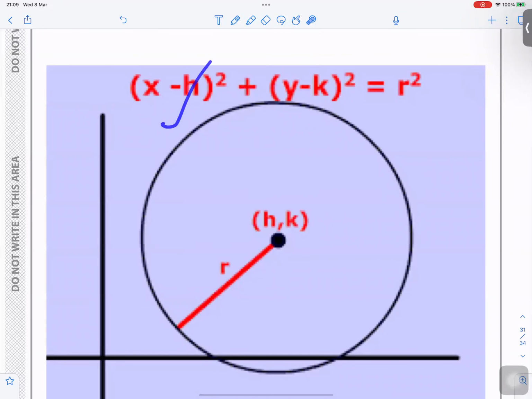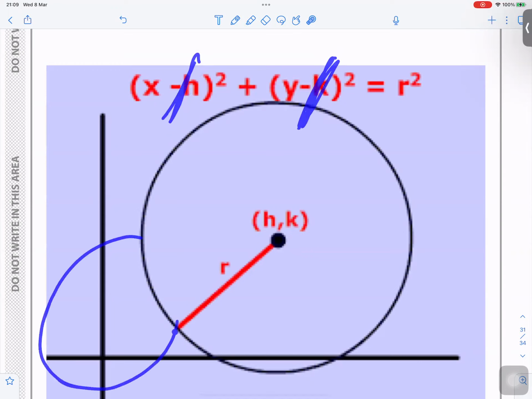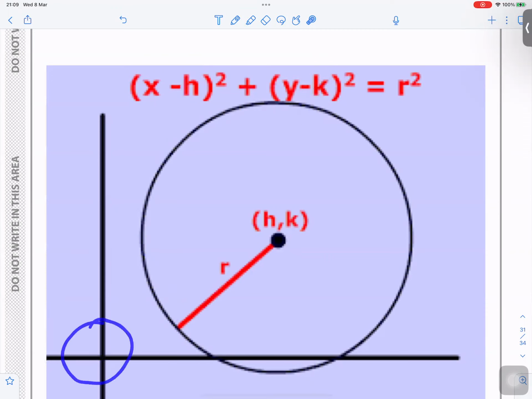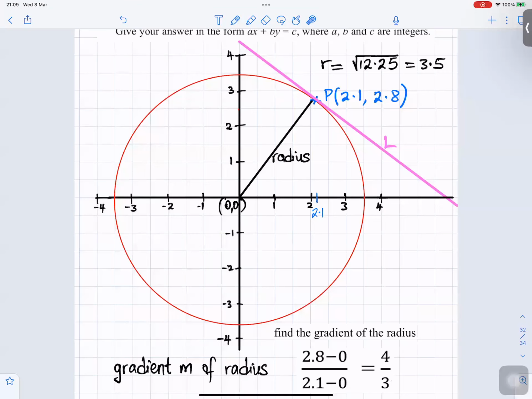That's the general equation of a circle. So if h is 0 and k is 0, that means the circle is at the center there. At that point there, that's where the circle would be. So the key to this type of question is to draw a large diagram. So I've drawn a large diagram. I've worked out the radius of the circle. Square root of 12.25 is 3.5.